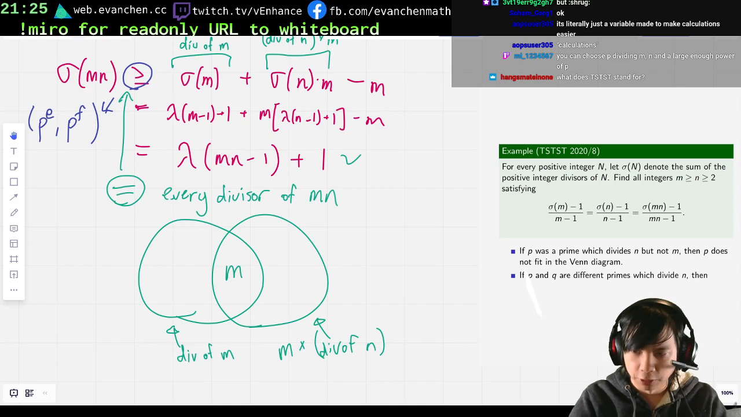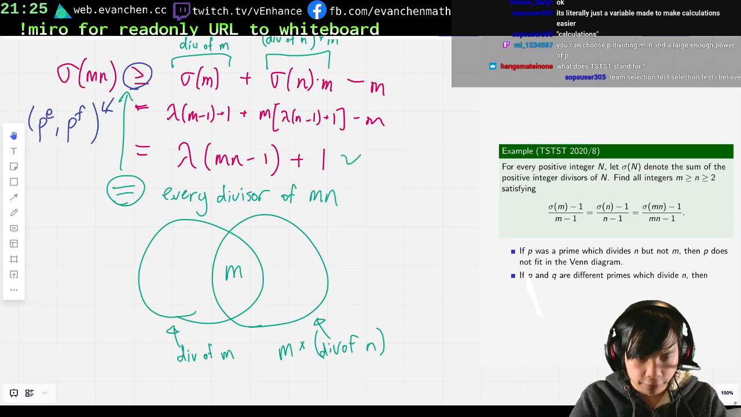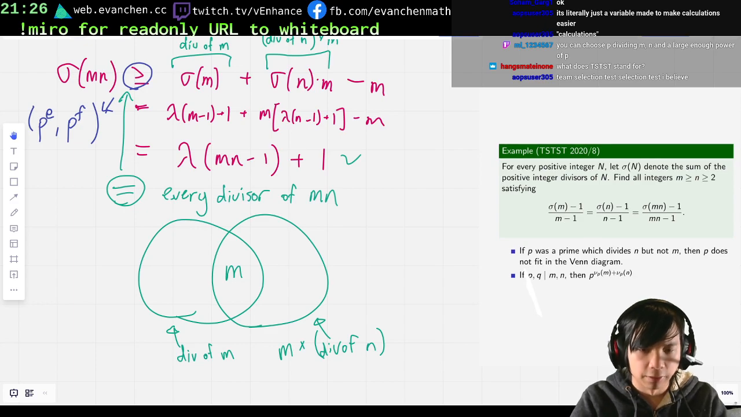Okay, let me do it this way. Suppose p divides m. So any prime that divides one divides the other. If there's two different primes, then p to the alpha plus p to the vp of m plus vp of n does not fit in the Venn diagram. Okay, there we go.